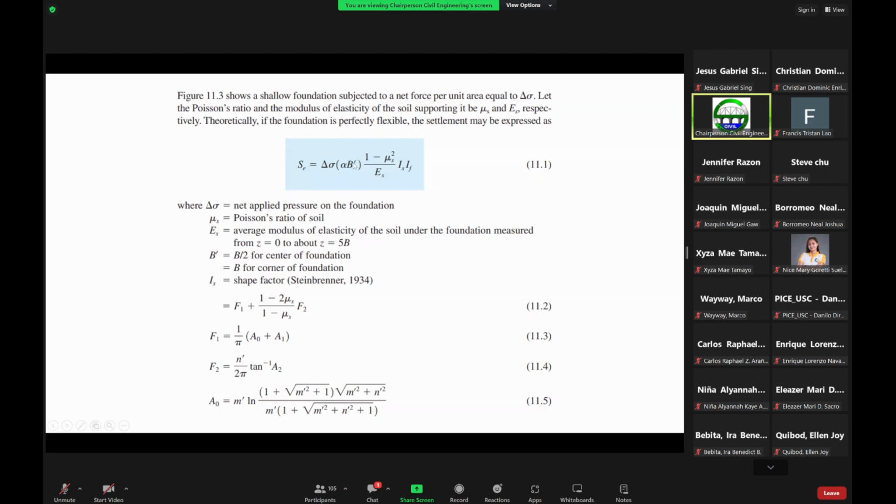Then B prime here is actually B over 2 if you are checking for the settlement at the center of the foundation. And then B prime will be equal to B, or the width of the foundation, if you are trying to calculate the settlement at the corner of the foundation. And then you have here I sub s, which is the shape factor.